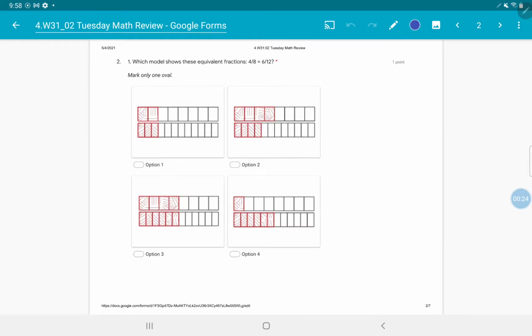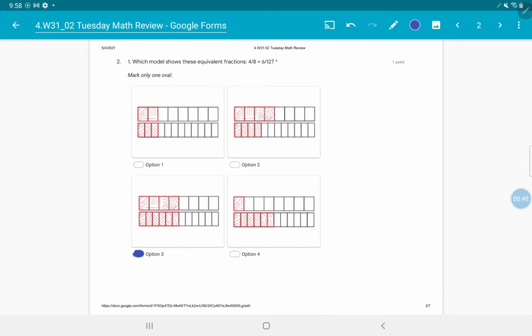Option 3. Which other option shows equivalent fractions? Which other one shows equivalent fractions, Ansley? Option 1. Option 1 is also equivalent fractions. That shows that what two fractions are equivalent? 2/8 and 3/12. Okay, very good.